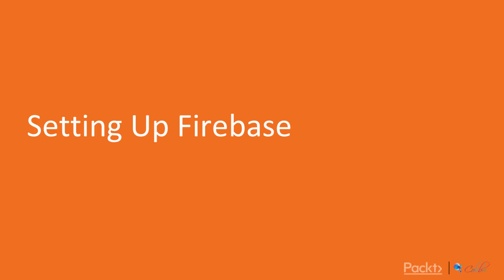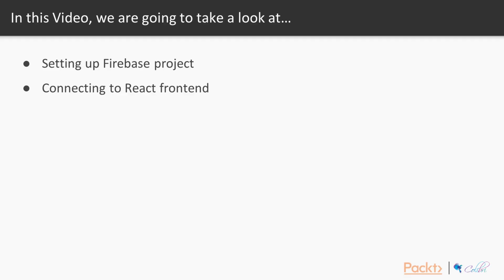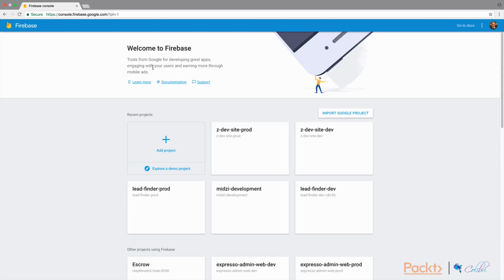Set up Firebase. In this video, we're going to set up a Firebase project and connect it to our React frontend. To set up Firebase, the first thing you want to do is head over to console.firebase.google.com. You want to be logged in with a Google account. This link might change slightly, but I'm pretty sure you'll be able to find a page like this.